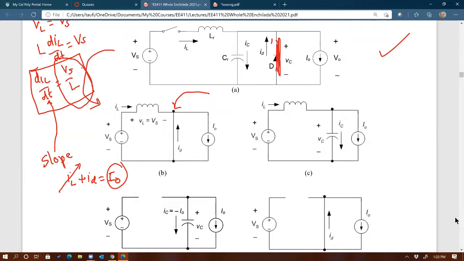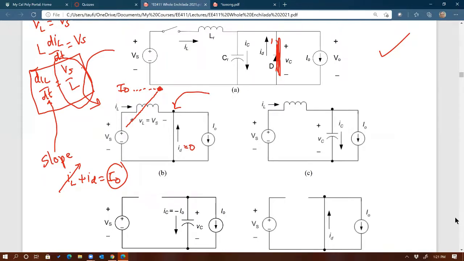Decreasing, exactly, because again I out is constant. By KCL, the sum of inductor current and diode current has to be equal to I out, and I out is constant. So if inductor current is increasing, to compensate for that, ID would have to be decreasing. Until when? Until ID goes to 0, exactly. So this current IL increases linearly until it hits I naught, or I out, at which point ID must be equal to 0.